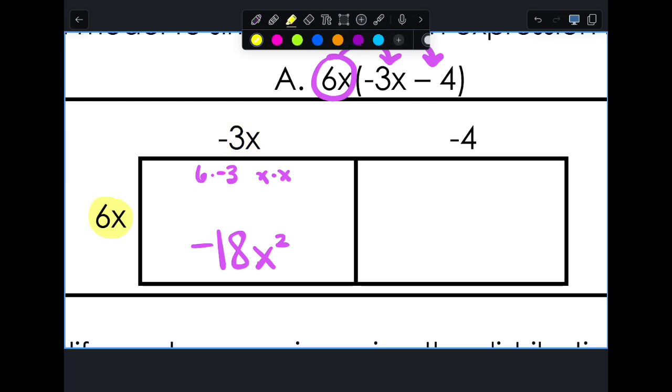The second box represents us multiplying 6x times negative 4. So the first thing is 6 times negative 4 is negative 24. 6 has an x, but 4 doesn't. So what do you do with the x? Bring it down.